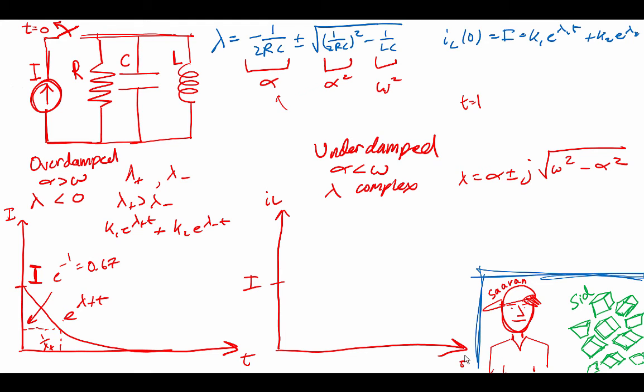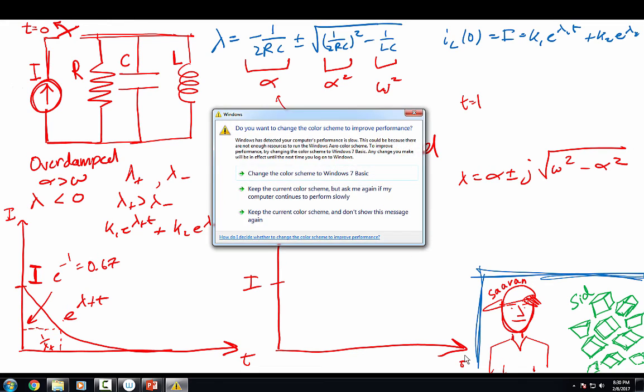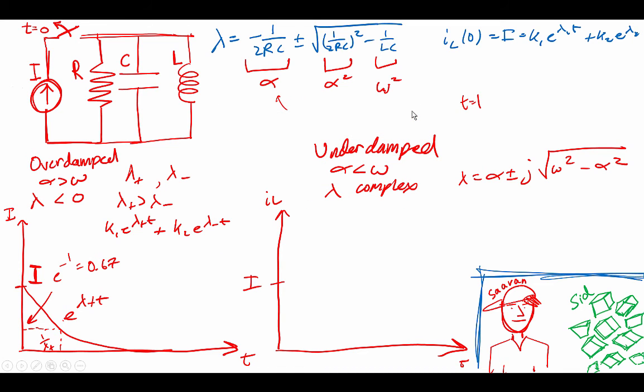Another way of thinking about it is that the inductor and capacitor store charge and energy, and when they're releasing their charge and energy, they're not going to do it in a linear or even exponential fashion. They might trade energy. So it might look something like this.